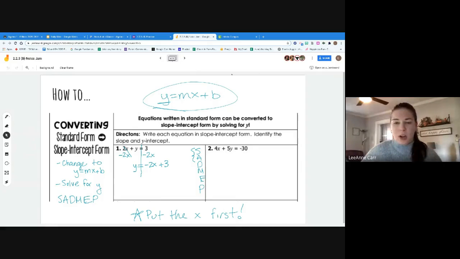Okay, so now we go back. We isolated y. Y is all by itself. It looks like y equals mx plus b, so we're done. We have converted it to slope-intercept form. So from here, we would be able to pick out our slope and our y-intercept and graph it. So can you guys help me? What's our slope and y-intercept here?